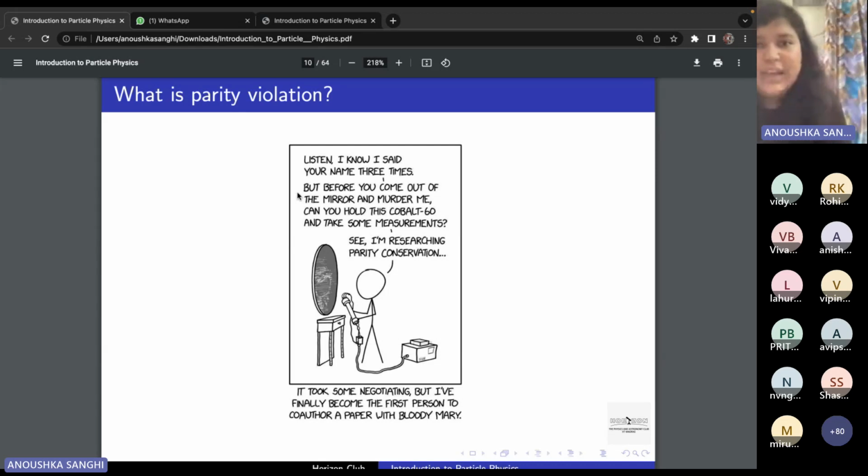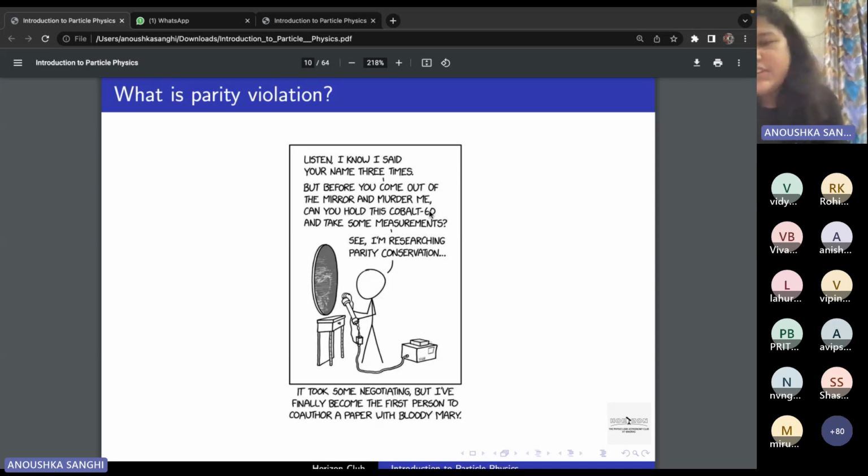So here I will talk about Wu's experiment. Madame Wu was a brilliant physicist, and she came up with the proof that in beta decay there is some parity violation. Just listen to it carefully. If I explain Wu's experiment, what she did was she took some cobalt 60. That's why it's written here, cobalt 60.